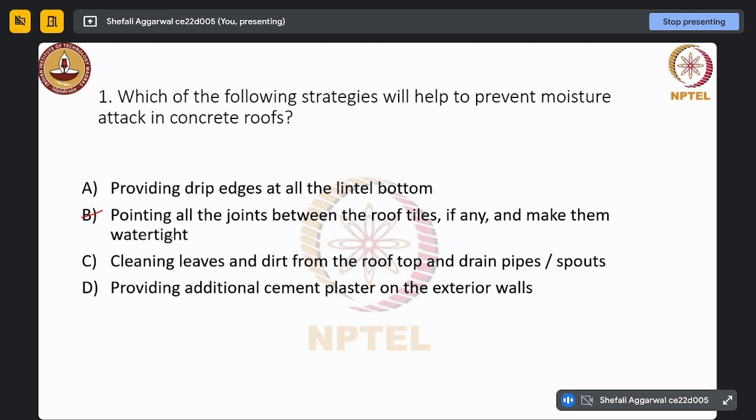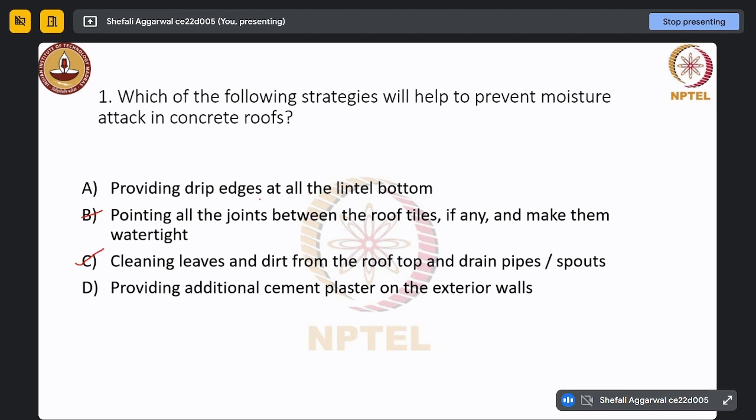It can be the correct answer because if there are leaves and dirt on the rooftop, there are chances that the roots will expand and can cause cracking in the roof slab, right? This option can also be correct. Next is providing drip edges at all lintel bottoms. So if we provide drip edges at the bottom of the lintel, what will happen?